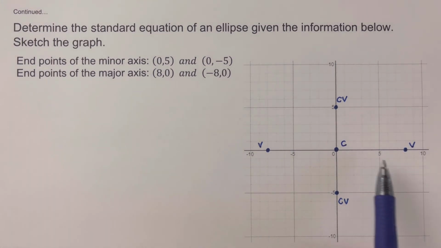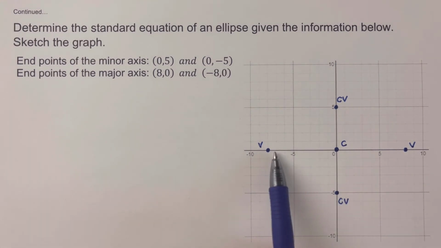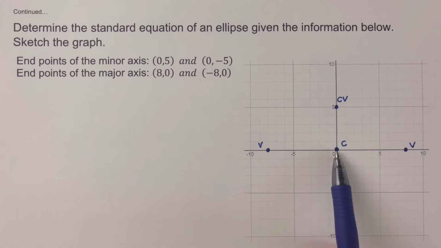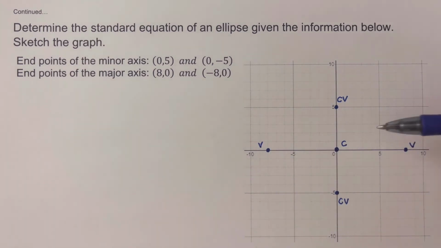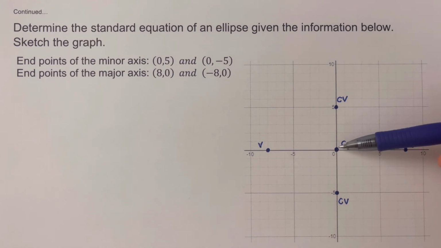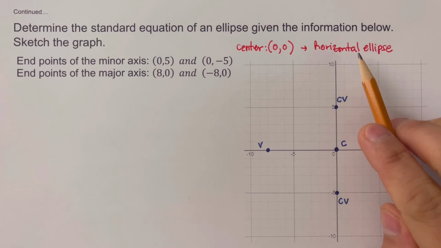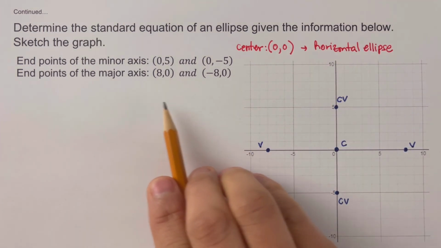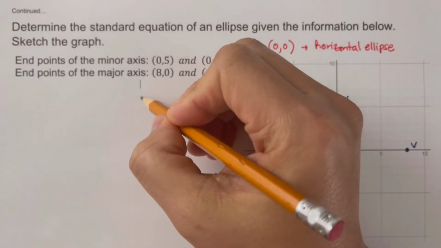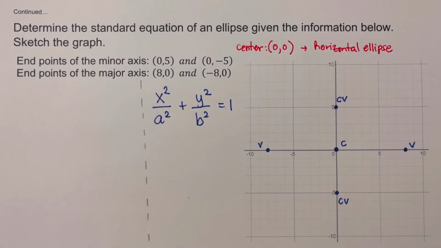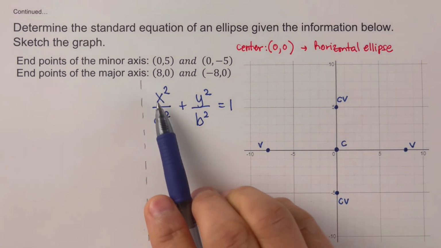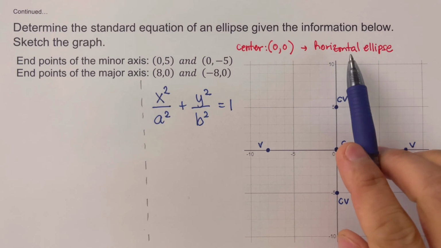Looking at this, our major axis is the horizontal line segment because the distance from the center to the vertex is longer than the length of the line segment from the center to the co-vertex. So this is an example of a horizontal ellipse. So I'm going to write the information up here. Okay, since this is an example of a horizontal ellipse, I am going to write the general formula for a horizontal ellipse down here. Okay, notice that our a squared is under the x squared because again, this is a horizontal ellipse.